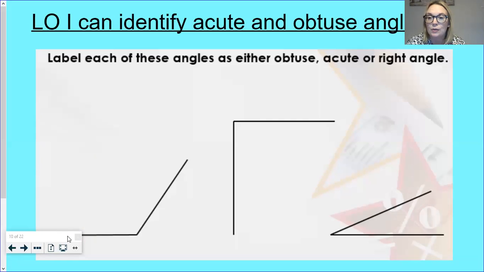Okay, so hopefully you have realized the first one that you can see on the left is the obtuse angle. It's bigger than 90 degrees. In the middle, you've got your right angle, the 90-degree angle, and then on the right you've got your acute angle, the smaller one.